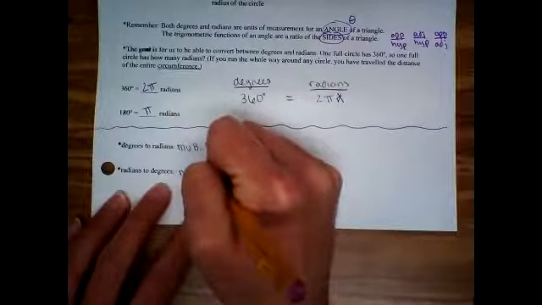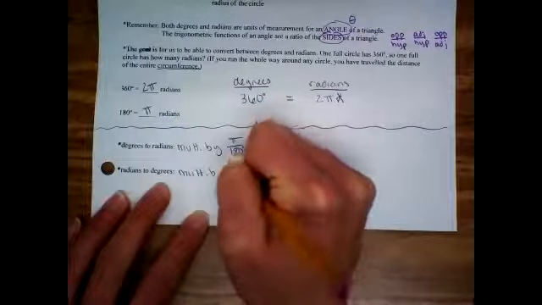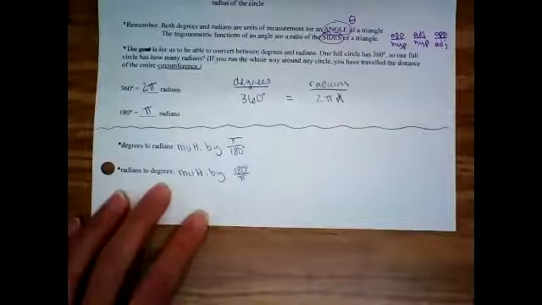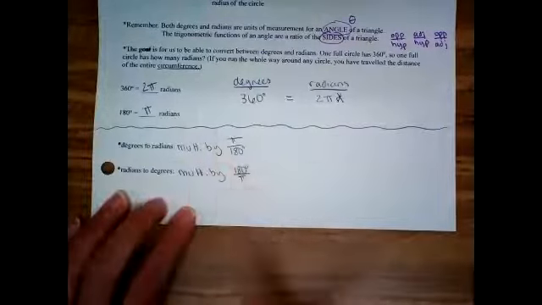And if you want to change radians to degrees, you're going to multiply by 180 over pi. So if you didn't listen to anything else I said, that's it. That's your conversion, okay?